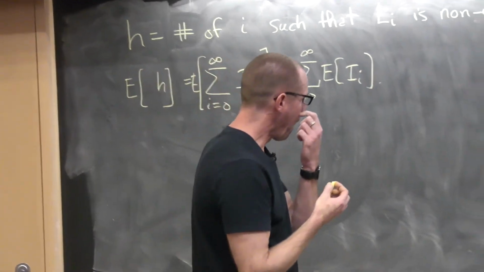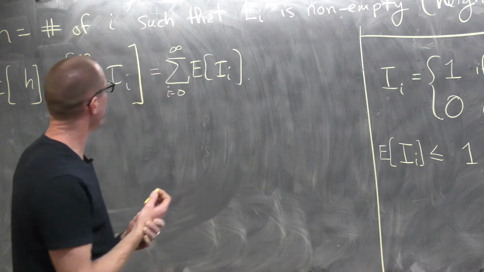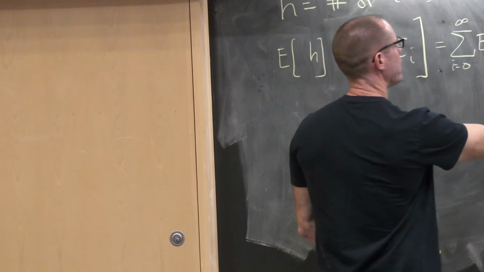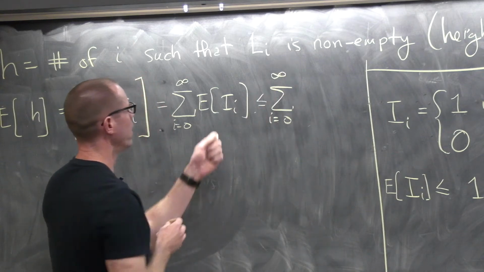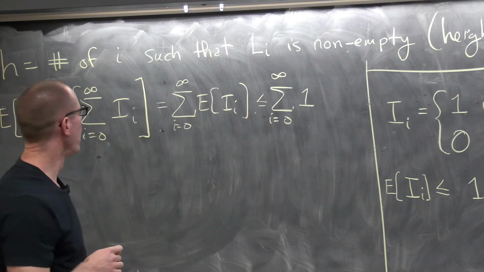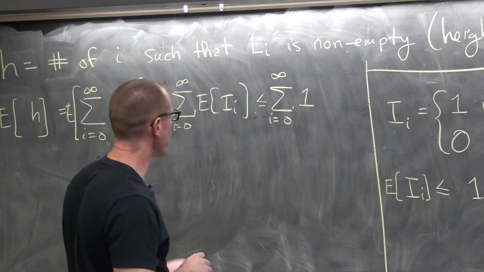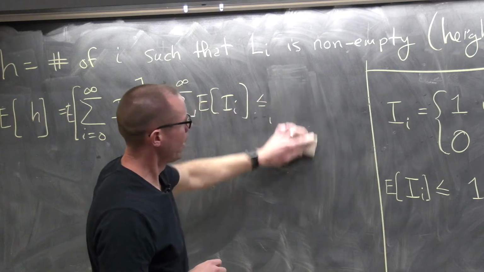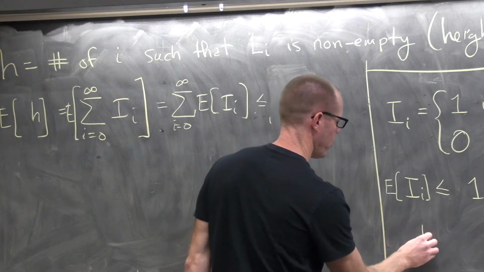Okay. That's still not good enough, because if I go back to this sum and just say, oh, look, that says that this is less than or equal to the sum I equals 0 to infinity of 1, well, that's infinity. So yes, the expected height is less than or equal to infinity. We didn't even get strict inequality, so there's an issue there. So that doesn't help us yet. We need another inequality here that's useful, more useful than this.